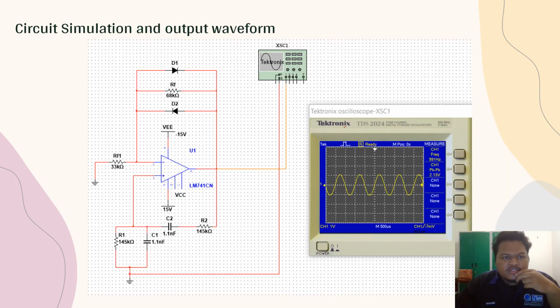Next, this is the circuit simulation and output waveform. The two diodes D1 and D2 are to reduce the noise after the sinusoidal wave.